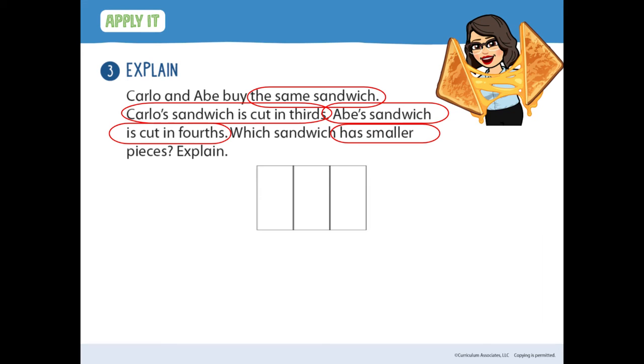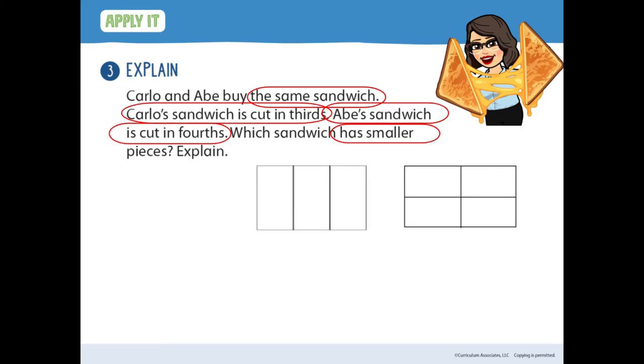Let's look first at Carlo's sandwich. There's a sandwich. Let's pretend it's a sandwich. It's cut into thirds. Okay. And here is my friend Abe's sandwich cut into fourths. Which sandwich has smaller pieces?